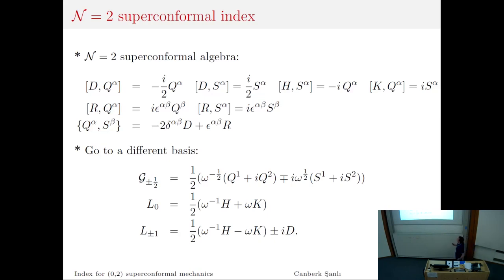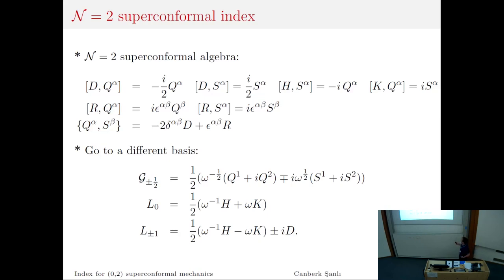So let me just introduce the components. From the bosonic piece, we have dilatations, the Hamiltonian, and the special conformal charge. We have supercharges, and the commutator with the special conformal charge gives us the conformal supersymmetries. However, this form is actually not useful at all to construct a Witten index.